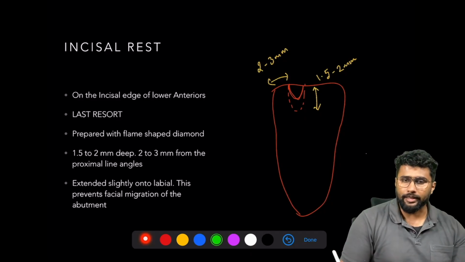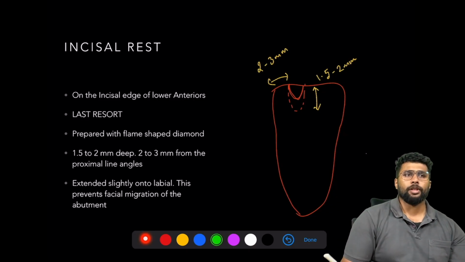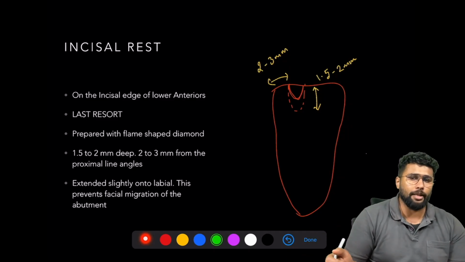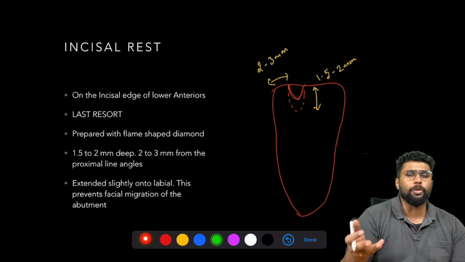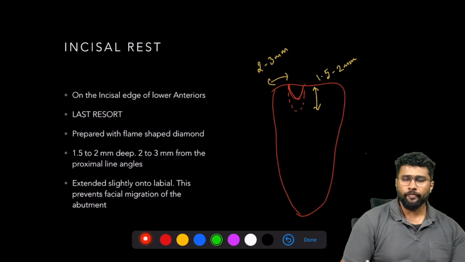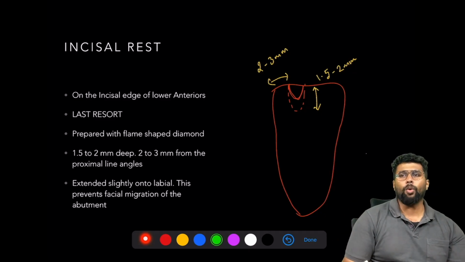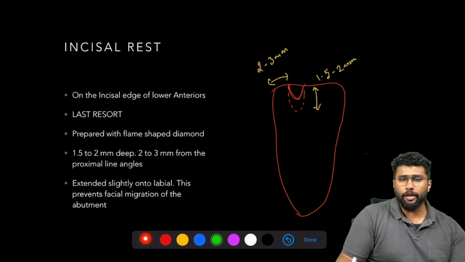Your incisal rest. I told you that you can even prepare it on the incisal edge. Now this is usually not recommended. It is preferred when, for example, you don't have canines and premolars and you have to end up using your incisors. The incisors by nature are, one, labially tipped, and two, small teeth with tiny roots. So you really don't rely on them to provide a great degree of support.